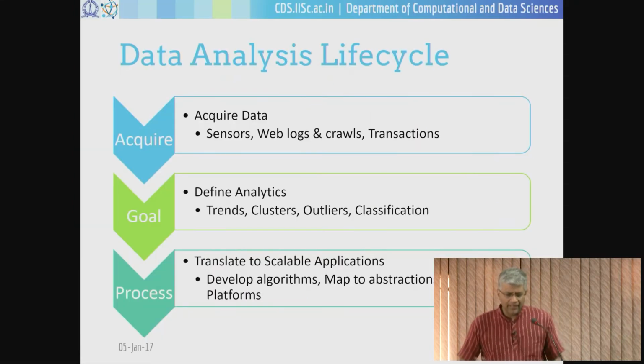All right, so we've talked about where big data comes from, and how it might be used in various domains.